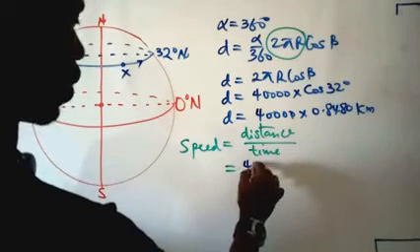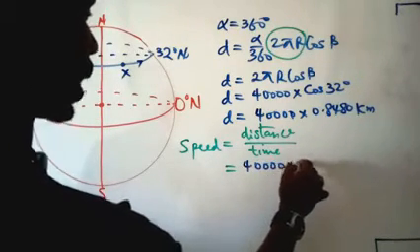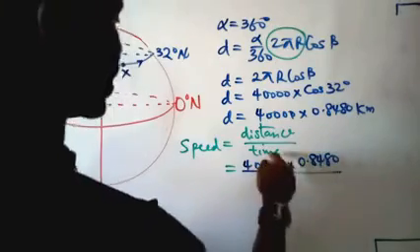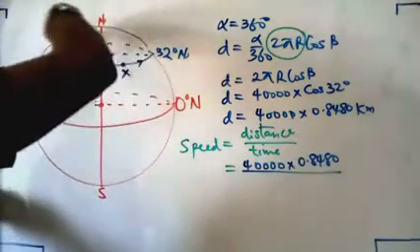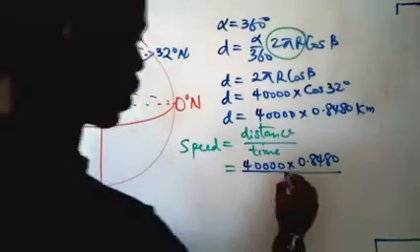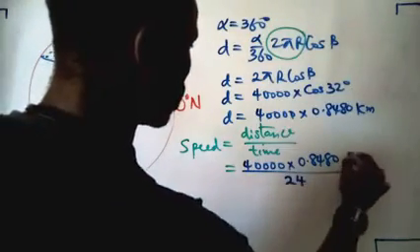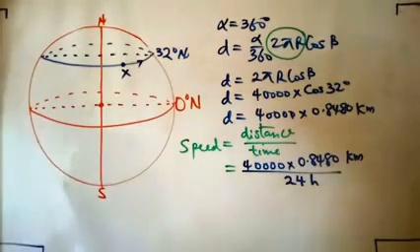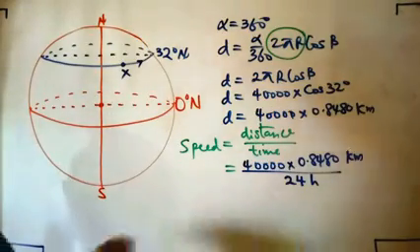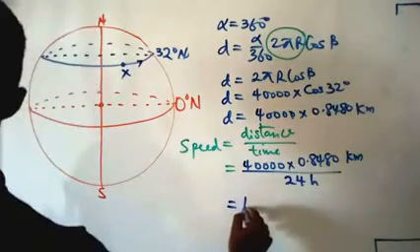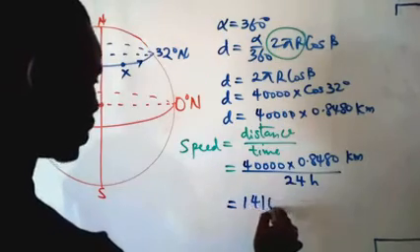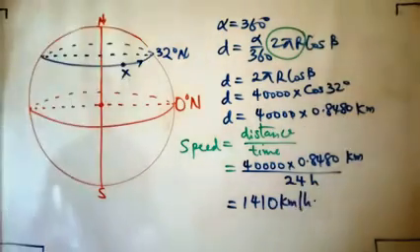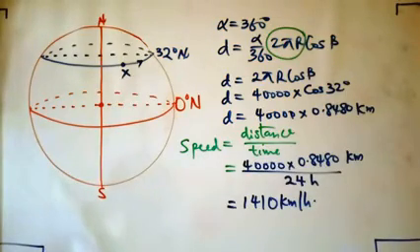So I have 40,000 times 0.8480 over the time. Due to the rotation of the Earth, it goes for 24 hours. So the time here is 24. So this is kilometer, this is hour, so that my answer will be in kilometer per hour. So in the end, I'm going to have 1410 kilometer per hour. It's as simple as that.